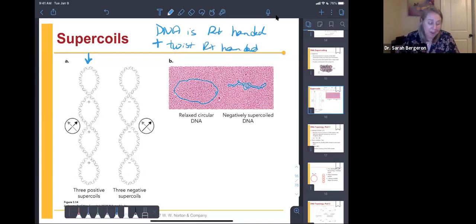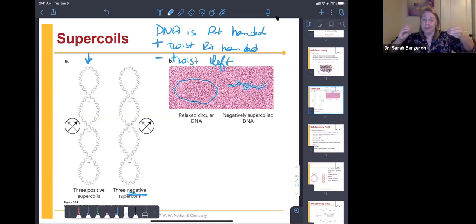What's happening when you do that is it's getting tighter and tighter. Have you ever taken a rubber band and tightened it and tightened it? That's all you're doing. You're compounding that same twist. Now look at the next one where we have negative supercoils. A negative supercoil is going in the opposite direction as the normal DNA twist. So a negative twist is left-handed, and that is going to actually straighten the DNA because you're going in the opposite direction than it's normally twisted. So eventually you're going to straighten it.